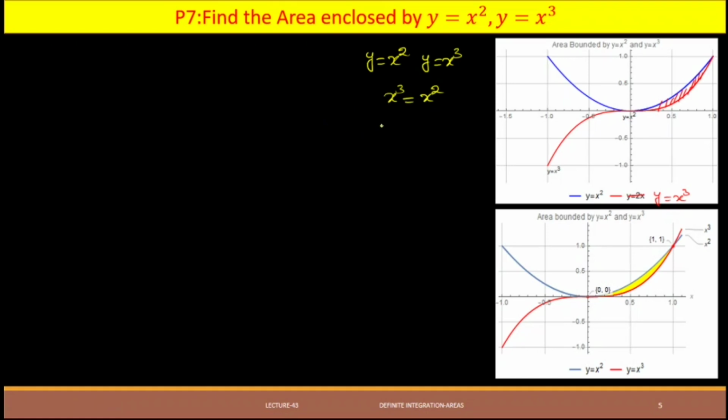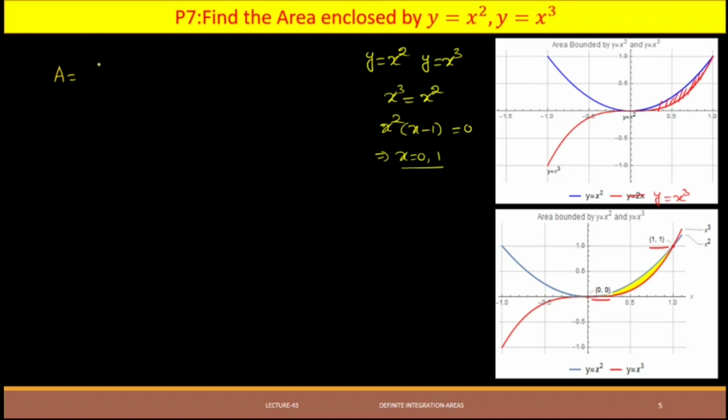X cube is equal to x square. If I take x square common, this becomes x square into x minus 1 is equal to 0. So this implies the roots are x is equal to 0, x is equal to 1. So the points of intersection, indicated here, are 0 comma 0 and 1 comma 1. Now let me set up the integral to find out the area of the required region.